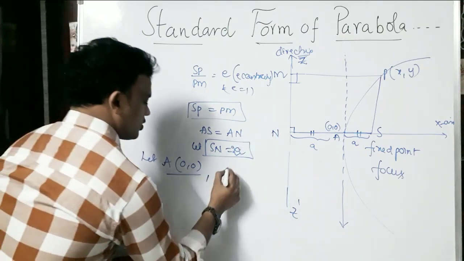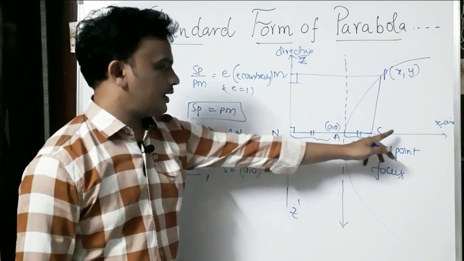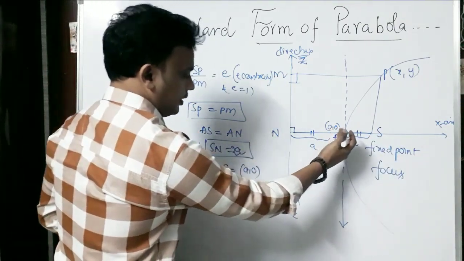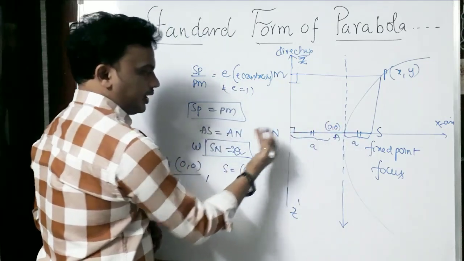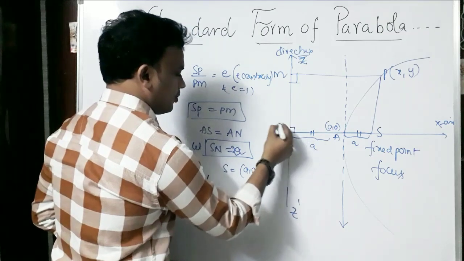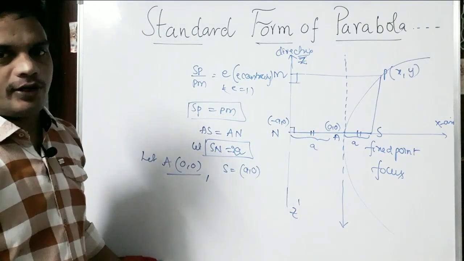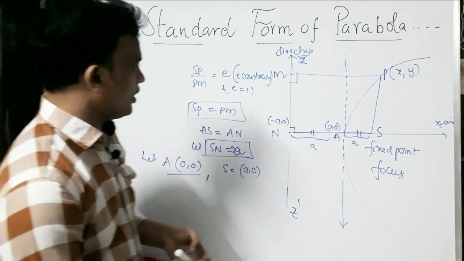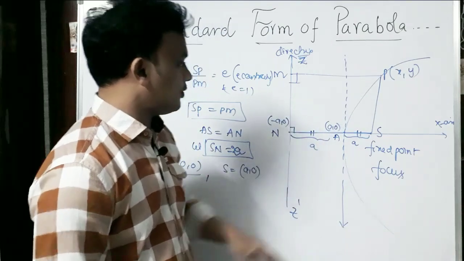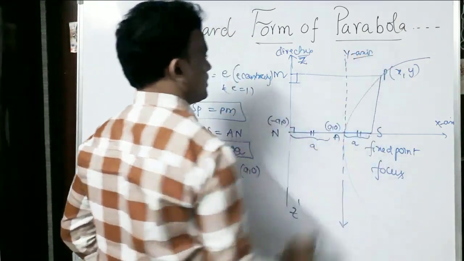Then what is the focus point? S is (a, 0), right or not? S is (a, 0), and this is (0, 0) and it is a units back. Then can you say what the point N is? The point N is (minus a, 0). And this line, the directrix, is parallel to the y axis.